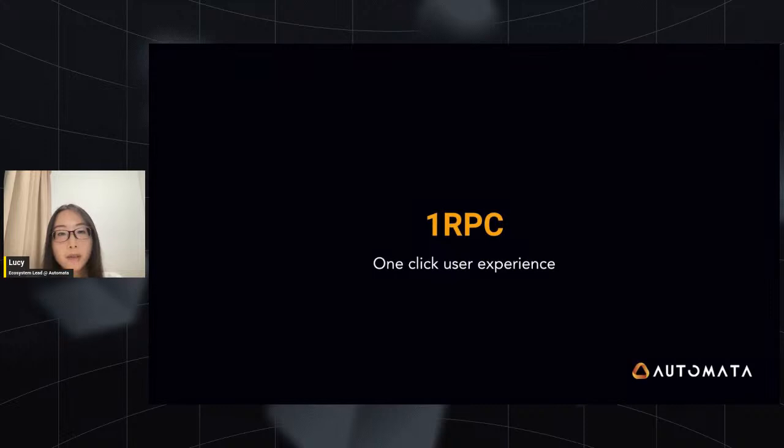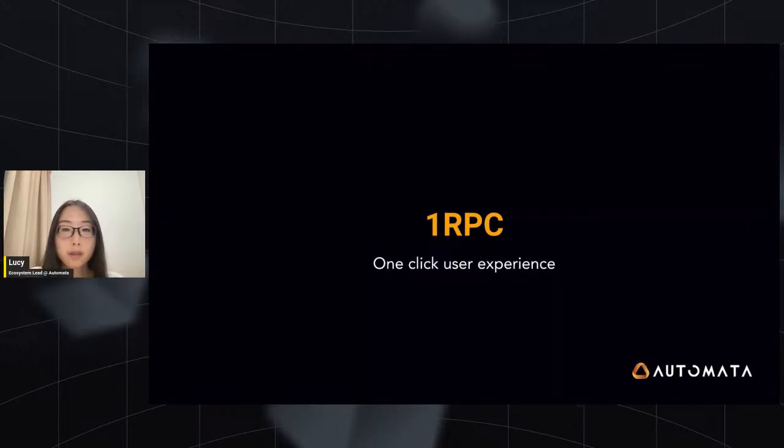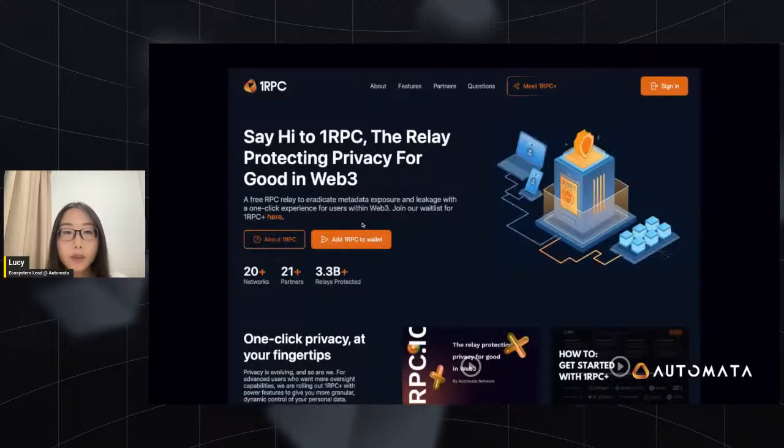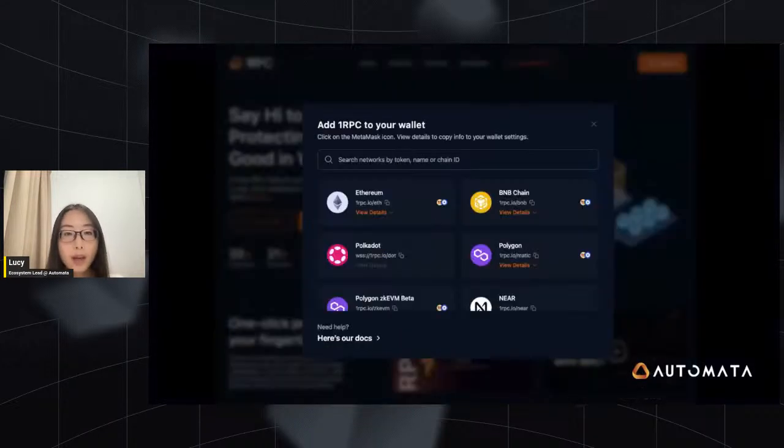So we covered some technical aspects of what makes OneRPC work. But as we all know, there are lots of frictions in Web3, and a lot of them come from bad user experience. This is why we designed OneRPC to be a one-click free endpoint as a public good. Just by one click of a button to add the network, you can instantly use it in your wallet already. So this is the OneRPC website landing page. Just by clicking add OneRPC to wallet, you have all these networks to choose from.